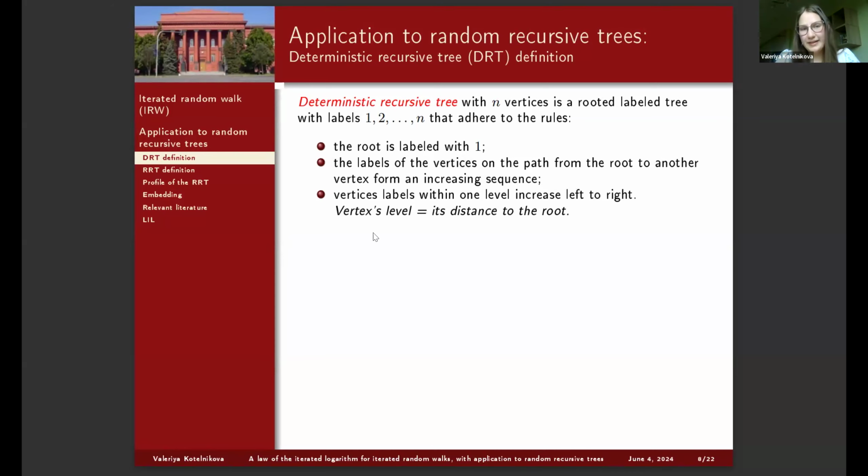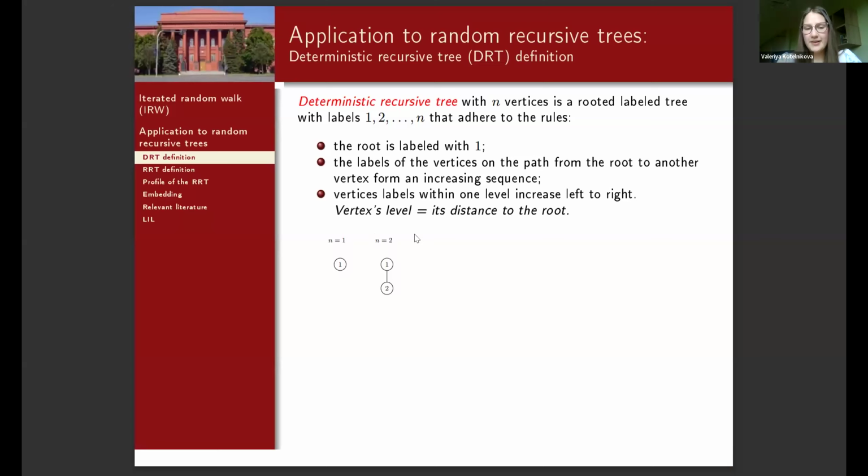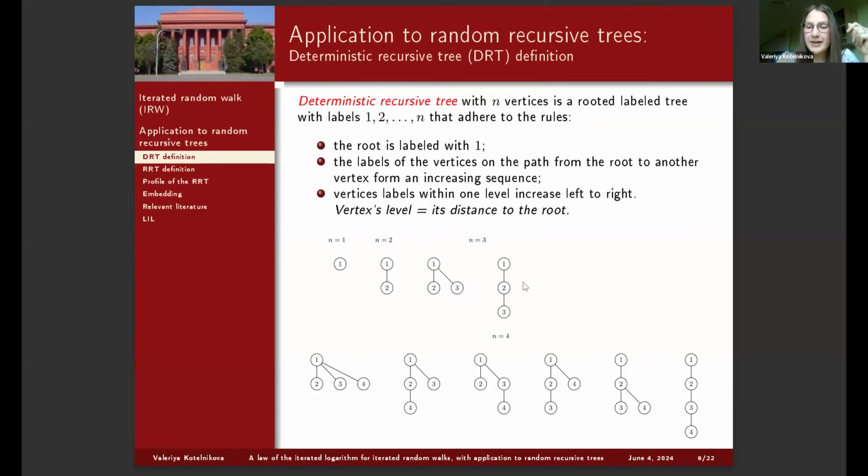And let's picture all possible deterministic recursive trees which adhere to those 3 rules for 1, 2, 3, and 4 vertices. For 1 and 2 vertices, there exists only one such tree. For 3 vertices, there exist 2 such trees. And for 4 vertices, there exist 6 such trees. And let's follow those rules for those particular deterministic recursive trees.